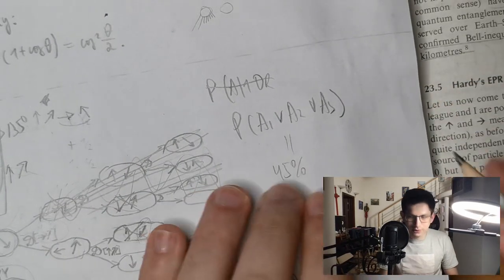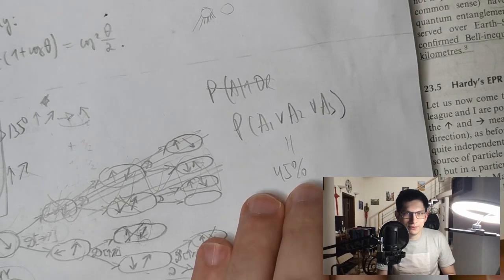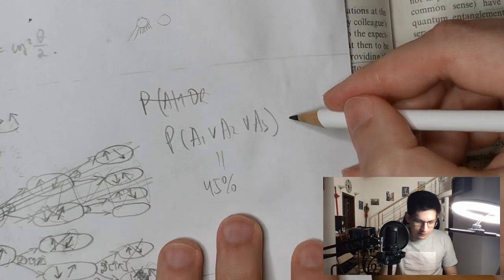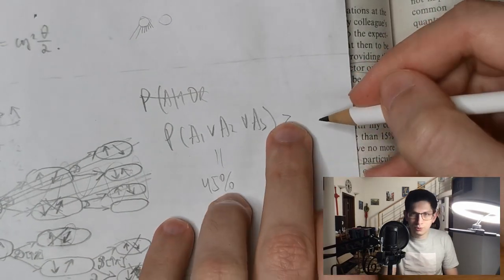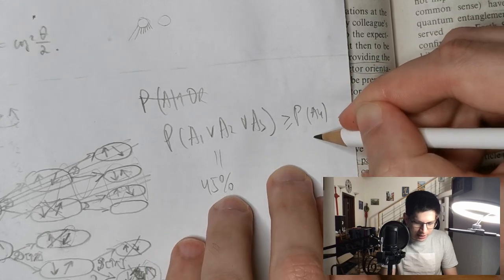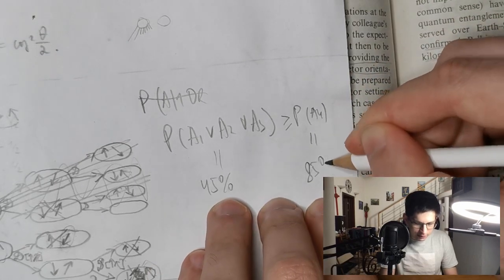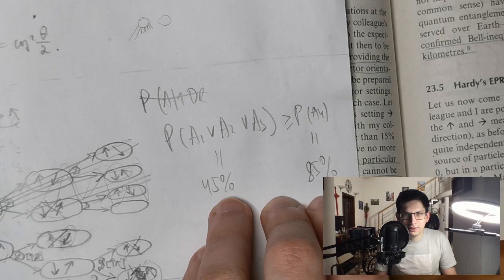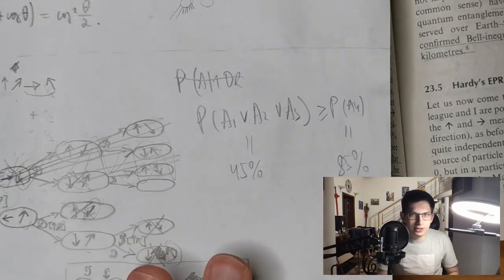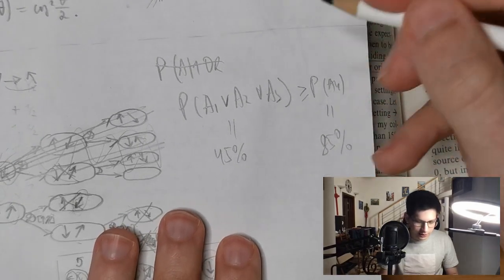He gets his 45% here, and he gets that this should be greater than the probability of having agreement at the fourth case, but that agreement is 85%, and that's the contradiction at the 23.4.